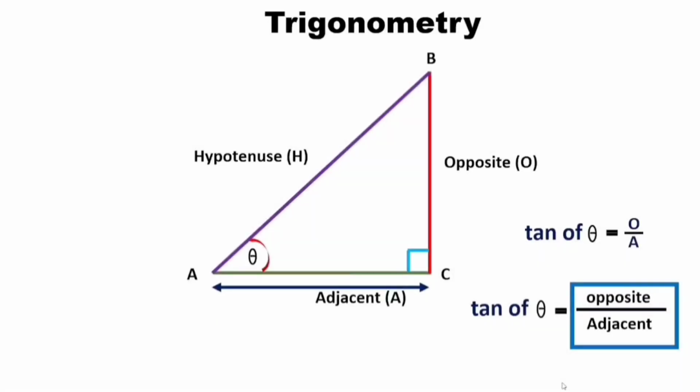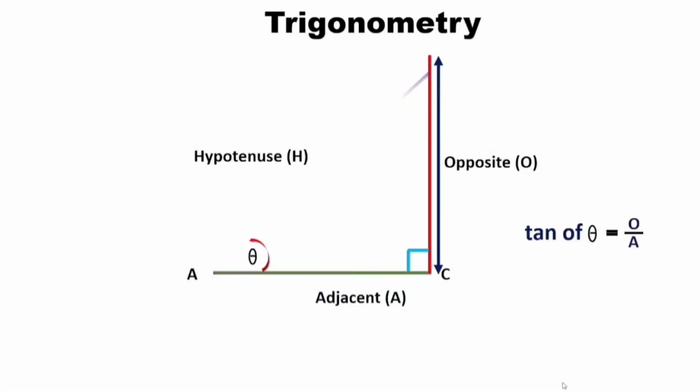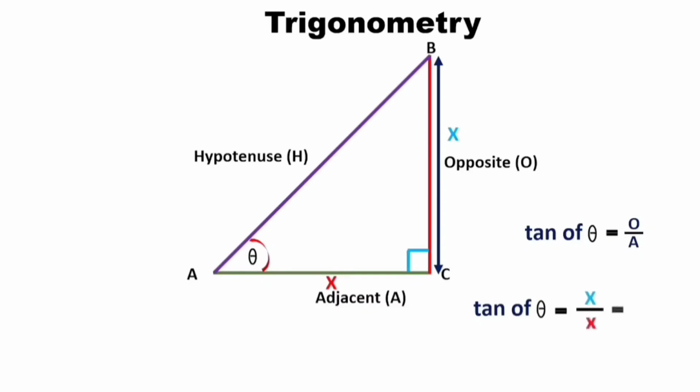Let's assume the adjacent AC and opposite BC both are of equal size. AC and BC both are x units. Therefore, tan of theta or tan of angle A equals x upon x, that is 1 upon 1, or it is 1. Observe, trig functions give us ratios, and a ratio is always unitless. Therefore, tan of angle A is 1. It has no unit. And we know that tan theta is 1 at 45 degree.